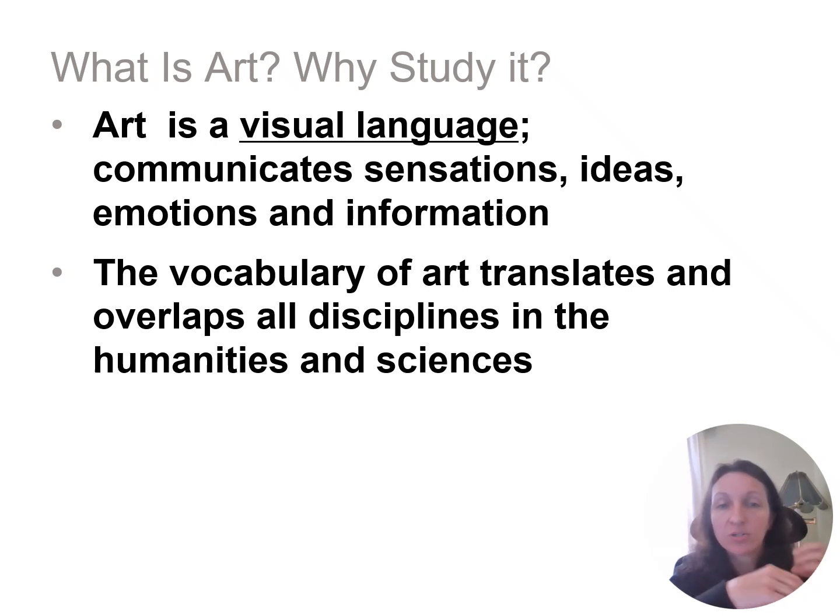The vocabulary of art translates and overlaps with all disciplines in the humanities and sciences. So whether you are here studying to be a nurse, studying to be a lawyer, studying in the judicial field, whatever you are studying, art is going to overlap with that. Because art is about this connection between what we see and know and the vocabulary that goes along with it. No matter what you're doing, this is going to give you a wider vocabulary to express the ideas that you see. So that's going to overlap with everything. It's a good vocabulary to have. So let's jump right in.